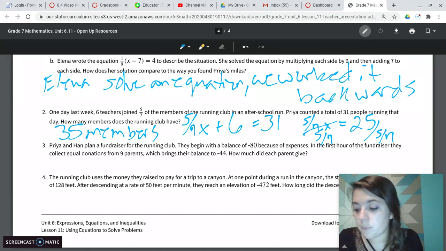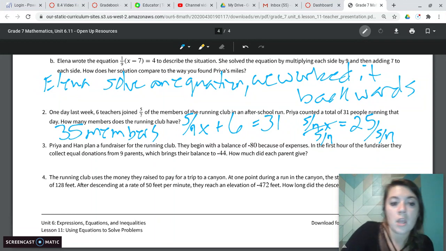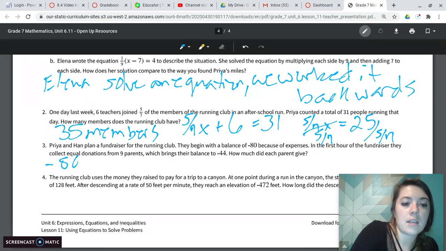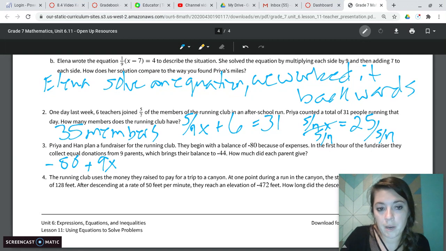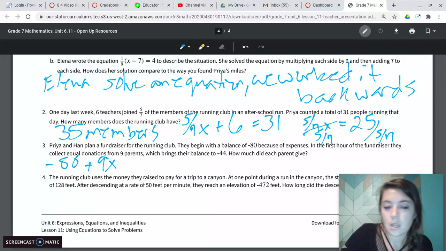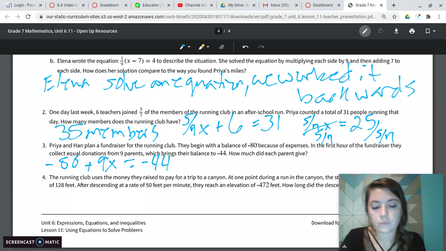All right, for number 3, Priya and Han plan a fundraiser for the running club. They begin with a balance of negative $80 because of expenses. In the first hour of the fundraiser, they collect equal donations from 9 parents, which brings their balance to negative $44. How much did each parent give? So we know they started with the negative $80. They added 9x, because we don't know how much the parents gave, but we know 9 parents gave equal donations, and it equals negative 44.